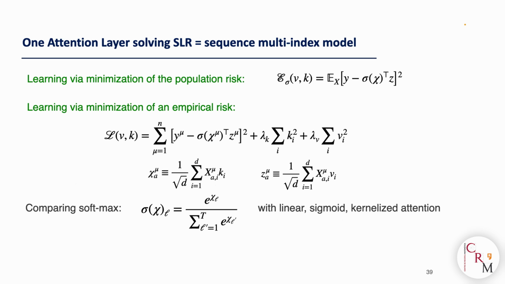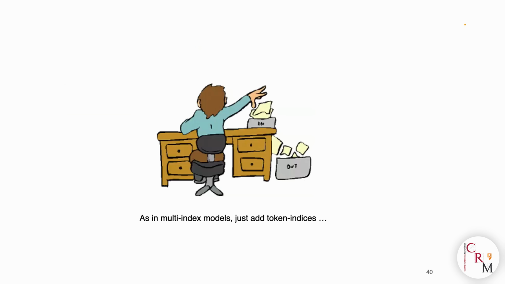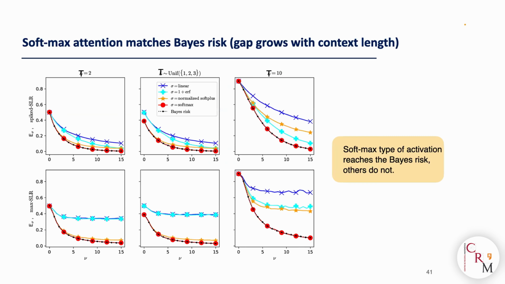And here I have the value. So actually the value will be this V star matrix, and the key will be learning that K star. And this is a version of the sequence multi-index model. I can solve it again with kind of the same toolbox. I just need to add the token indices here, and I can show here for both versions of the model and as a function of the sequence length that the softmax type of activation actually reaches the Bayes risk.